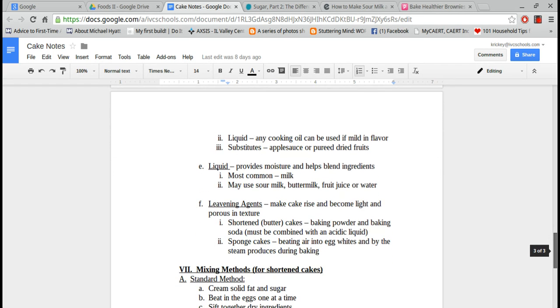Okay, liquid provides moisture and helps blend ingredients. The most common baking liquid is milk. We talked about buttermilk. That's what we use in our chocolate cake. That helps give it that really distinct, rich flavor.